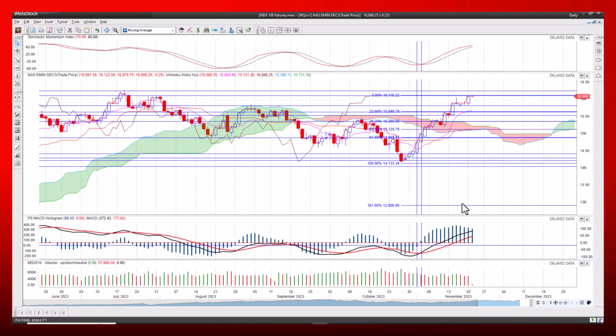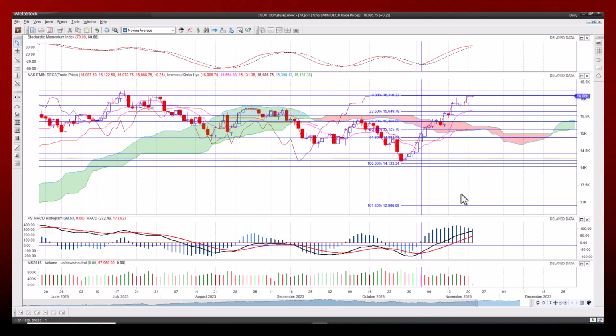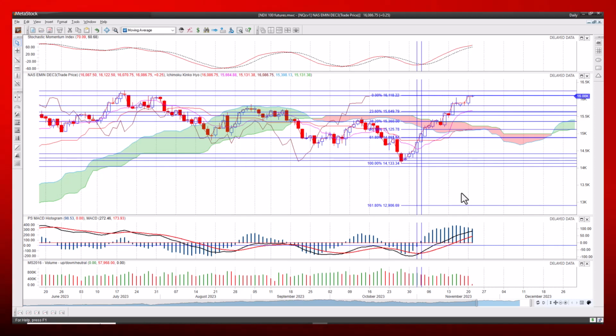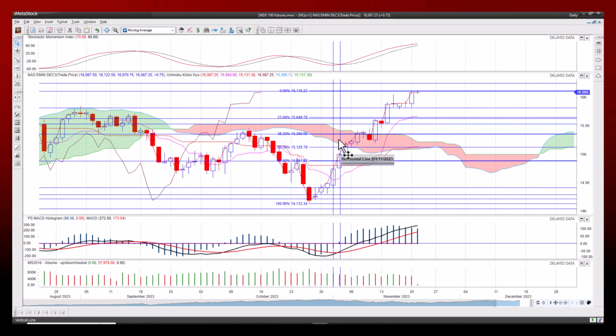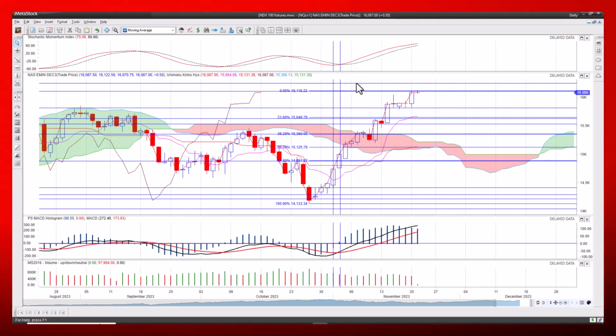So quite a lot of expectation here. AI driving the big cap stocks, driving the market higher, the others lagging behind. So that's the downside risk. But these are the downside targets. You can see where these support levels are.